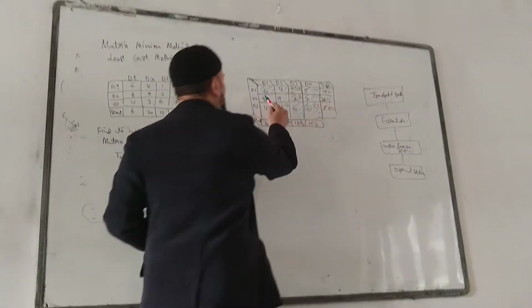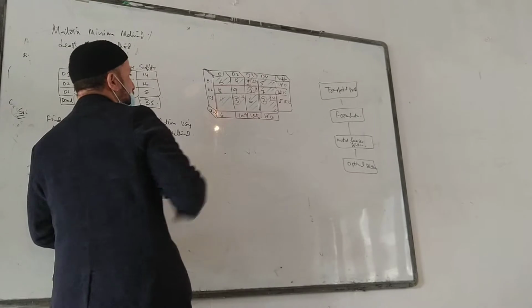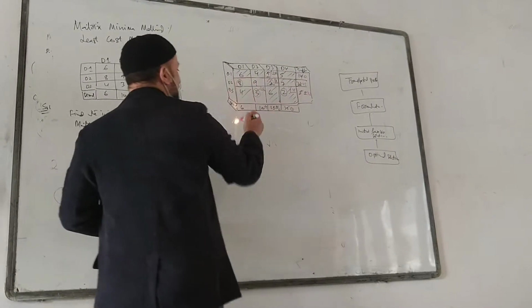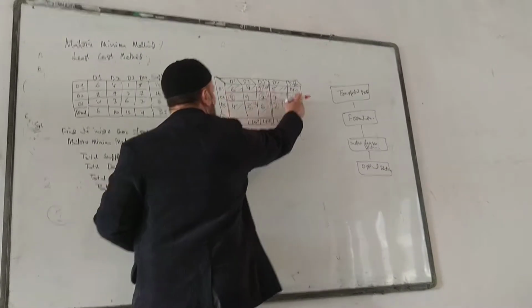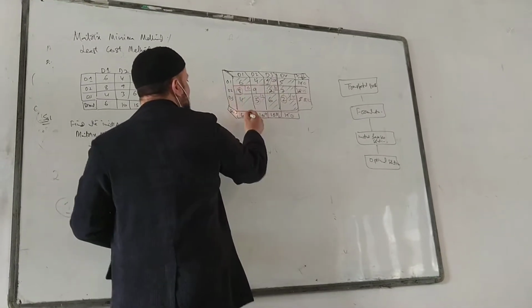Now what is left out? 8 and 9. Which one is least? 8. So I will choose the 8. Now on this side is 6, on this side is 15. Which is lesser? 6. Least cost 6. Assign 6. This is gone.